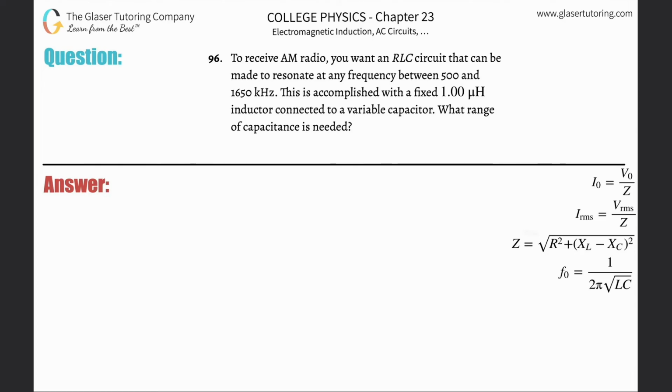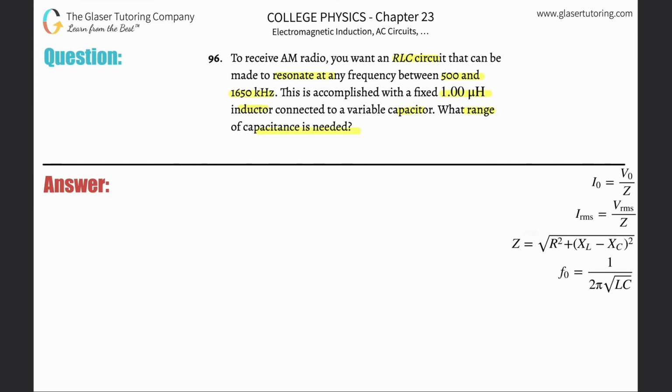Number 96. To receive AM radio, you want an RLC circuit that can be made to resonate at any frequency between 500 and 1650 kilohertz. This is accomplished with a fixed 1 microhenry inductor connected to a variable capacitor. What range of capacitance is needed?